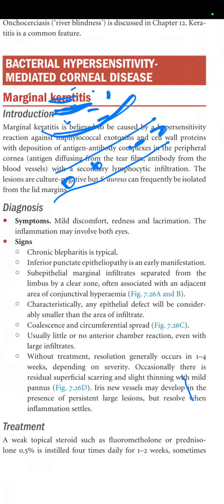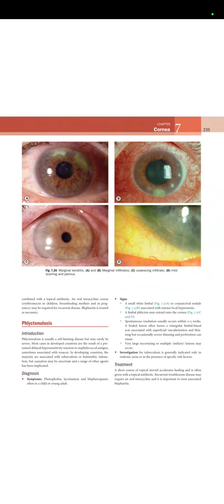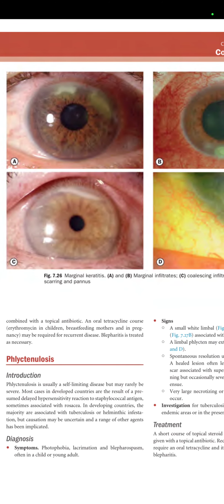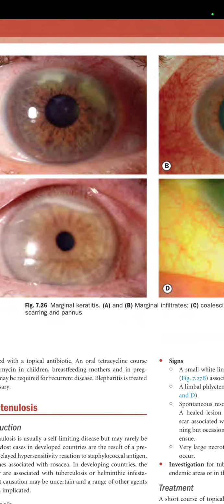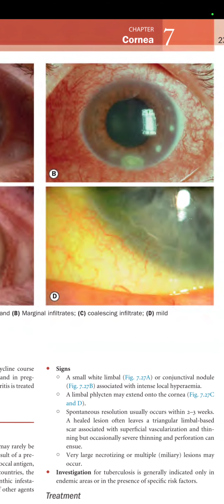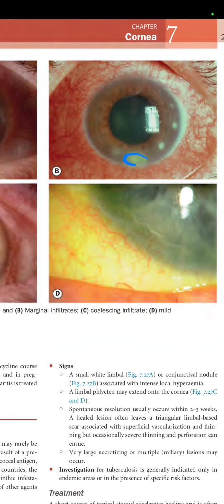Subepithelial marginal infiltrate separated from the limbus by a clear zone, often associated with an adjacent area of conjunctival hyperemia. So we are going to see figure 7.26 A and B for that. Marginal keratitis A and B, marginal infiltrates. So what can you see here? That there is an area of infiltration, and there is a conjunctival hyperemia with it, and there is a clear zone at the limbus.